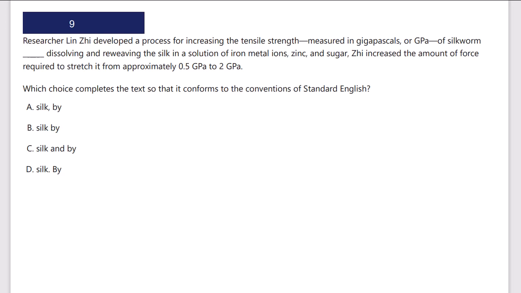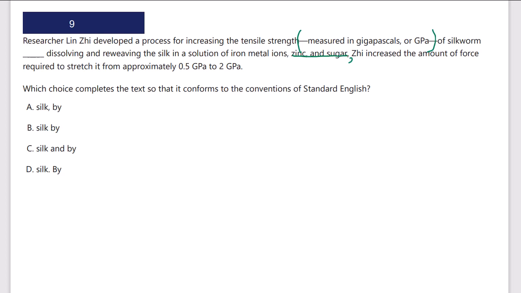Researcher Lindsay developed a process for increasing the tensile strength measured in gigapixels. So right away, I want to take this between the long dashes and just pull it out of the sentence. It's going to make it easier to read. So Zinn developed a process for increasing the tensile strength of silkworm silk by dissolving and reweaving the silk in a solution of iron metals. I'm going to simplify the list. Comma, Z increased the amount of force required to stretch it from approximately blank to blank.